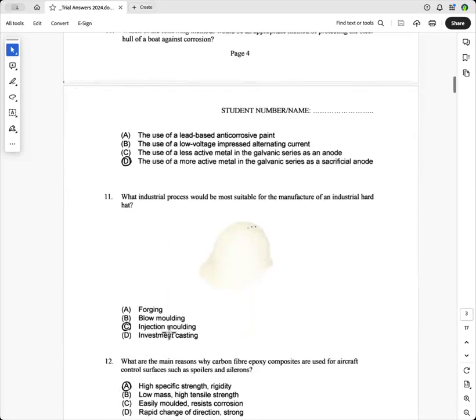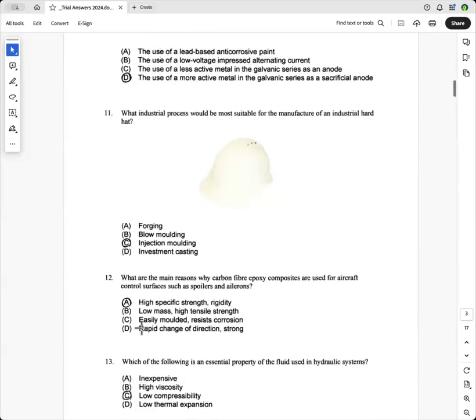Question 11, what industrial process would be most suitable for the manufacture of an industrial hard hat? Look, when you're asked a question like this and it involves a polymer and you don't really know it, have a guess. Injection molding is by far the most ubiquitous polymer molding process. So just guess at injection molding if you don't know, and you're probably correct. So C is correct here.